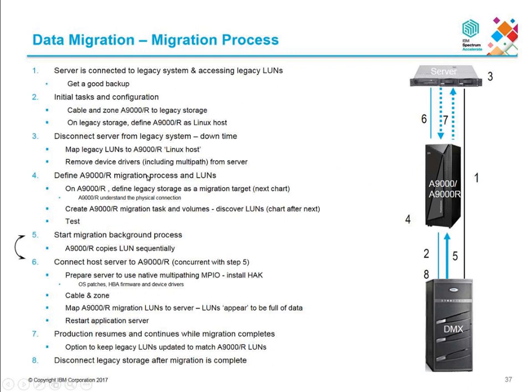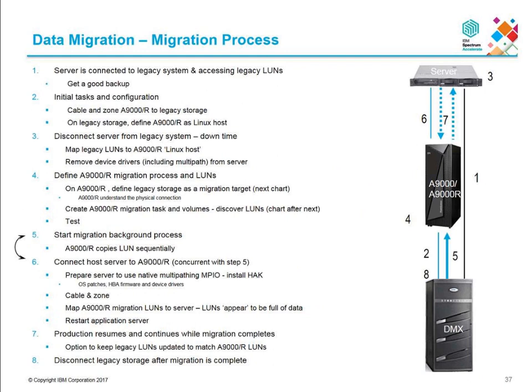Once I define that process, I can start the migration process. I can bring the host back up, point it to the 9000. It's going to see all the volumes that were on the legacy storage, and then I can run I/O from the server to the 9000, and again, it will proxy reads down to the legacy storage if it doesn't have the information. Once I'm done and I've moved the information and I get the status that the migration is complete, I'm going to go ahead and delete the migration relationship.